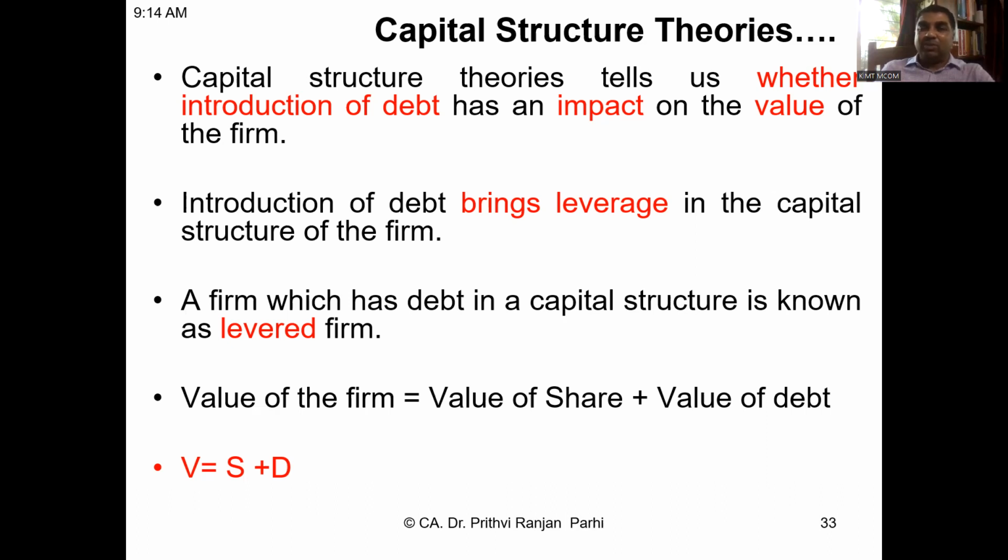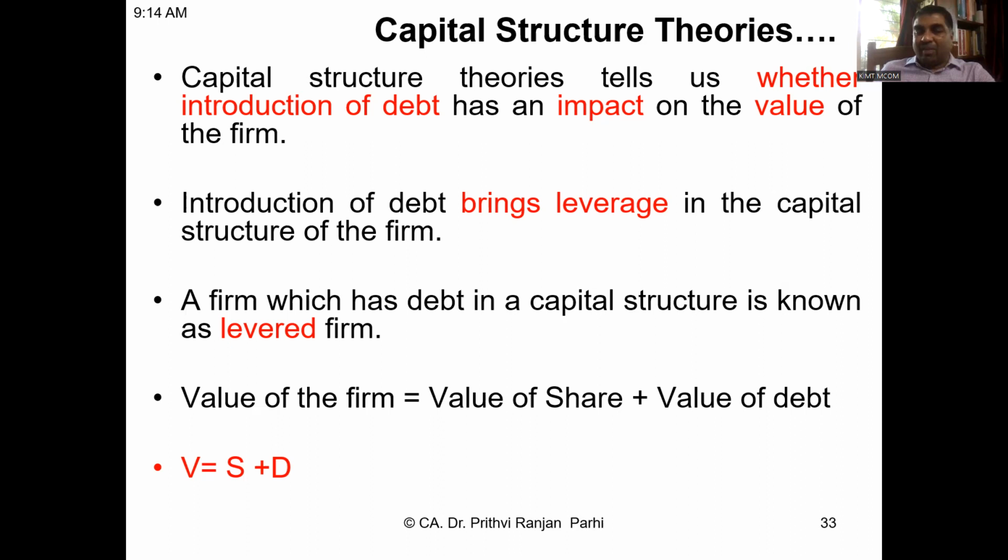Debt is cheaper, but debt is also risky. So one needs to draw a balance between this cost as well as the risk involved. When debt is introduced, it brings leverage in the capital structure. Leverage means that by putting in less effort, you will be getting more reward. Your rewards will be disproportionate to the effort. That is what we call leverage. A firm which has debt in its capital structure is called a levered firm. And a firm with no debt in the capital structure, that means an all equity firm, can be referred to as an unlevered firm.